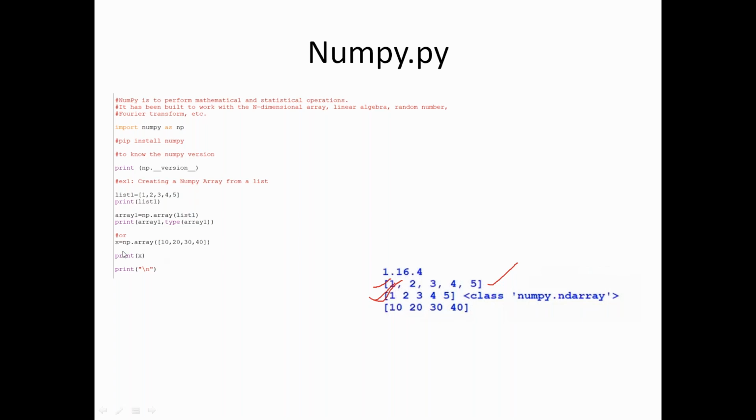Alternatively, I can use a syntax like np.array in brackets with a list, you can give the list directly. Earlier I created a list, then I gave the list name, list one. But alternatively, you can give the list directly and store it into X. So print X, you can see directly a numpy array.